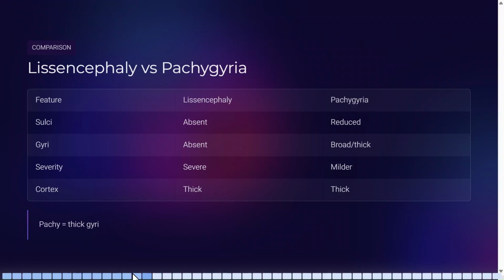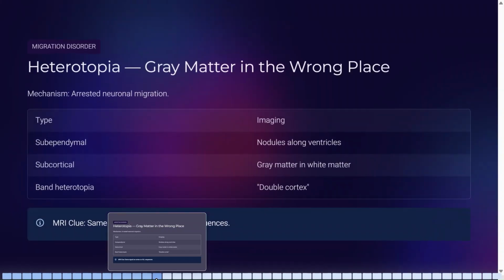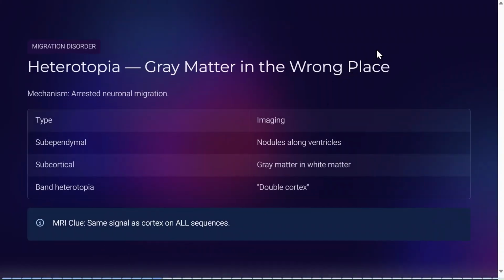Coming up next, we have another entity which is basically heterotopia. So, what is heterotopia? Heterotopia means gray matter in the wrong place, and it is caused by arrested neuronal migration. The migration started or sometimes didn't even start. So, how it happened, let's see. There are three types. This could be subependymal, this could be subcortical, and there could be band heterotopia. Subependymal means nodules along the ventricles, subcortical means gray matter within the white matter, and band is the double cortex. And the universal rule that we should know to understand and diagnose heterotopia is that it follows the same signal as cortex on all sequences.